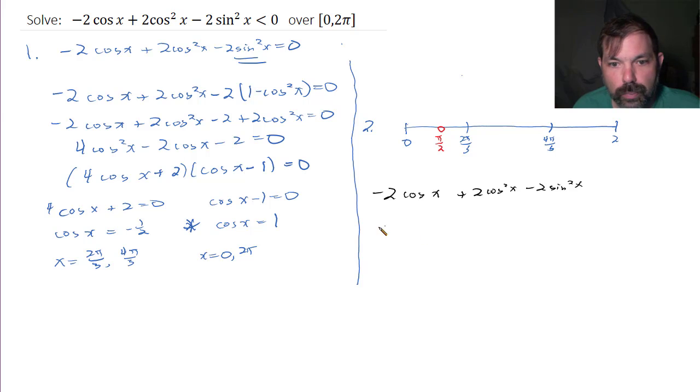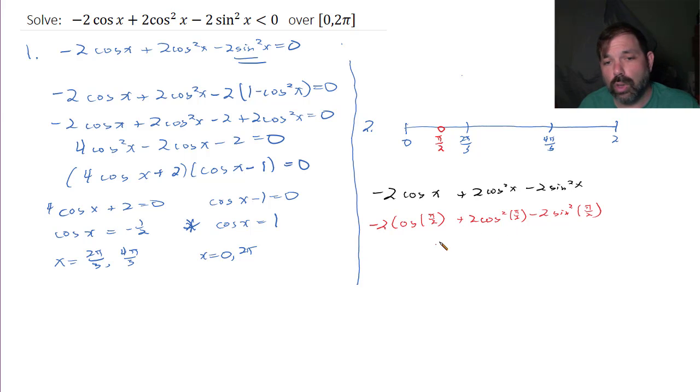So at pi over 2, I'd have negative 2 cosine of pi over 2 plus 2 cosine square of pi over 2 minus 2 sine square of pi over 2. Pi over 2 is easy to work with. The cosine of pi over 2 is 0, so that would be a 0 plus another 0. Then minus 2, the sine of pi over 2 is 1, so sine square is 1. So I'd have 0 plus 0 minus 2 is negative.